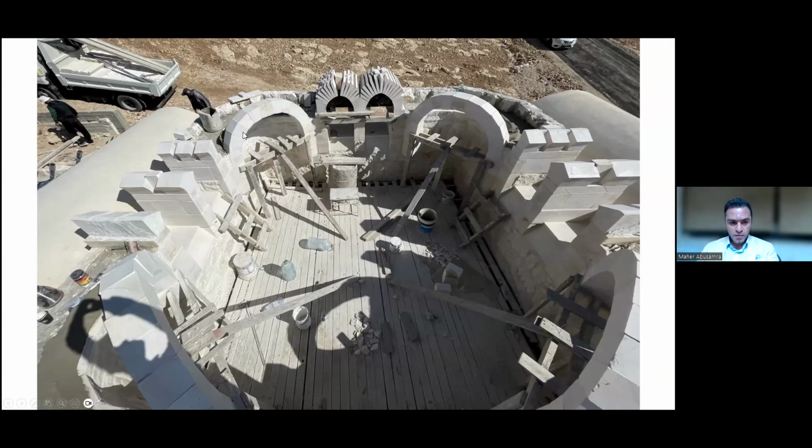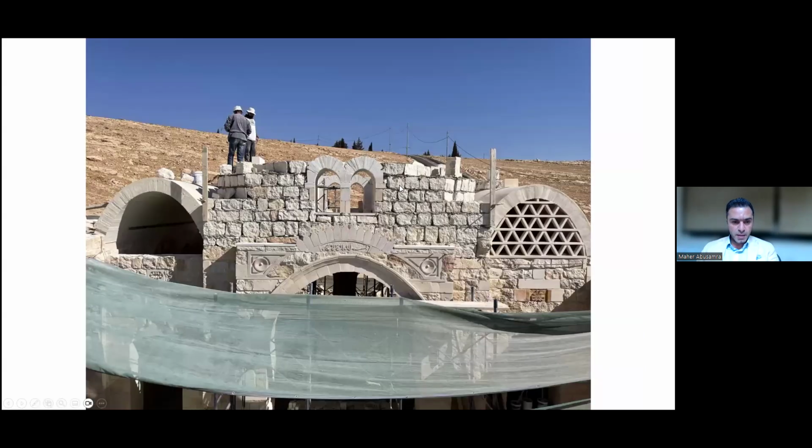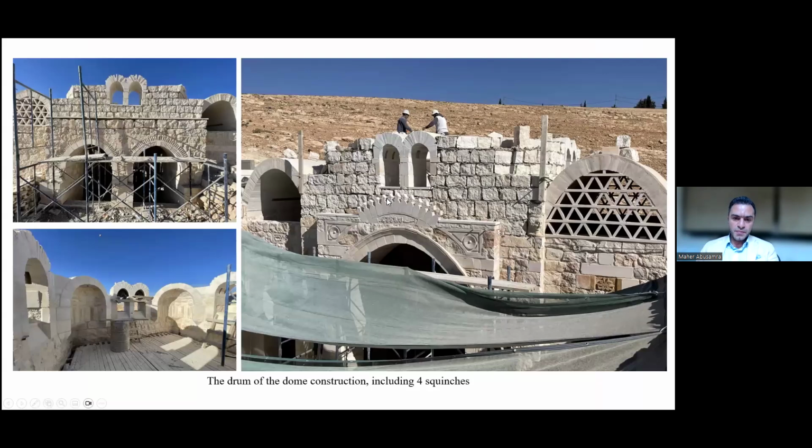Here we can see the 4 squinches before we finish that part of the drum. Down you can see the scaffolding at the square of the space, which is still square. Then we have to convert the square to octagon shape to easily rest the dome above that shape. This one during the construction.